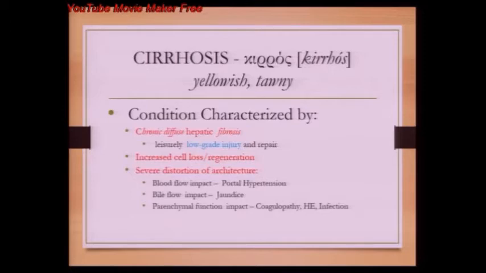But it requires a kind of leisurely, low-grade, ongoing injury with repair. The repair is simply not effective in restoring the architecture, as we'll see, and typically the processes that cause the injury are causing cell loss, especially hepatocytes, but all cell lineages, and the regeneration is inadequate or distorted. And that results in a very distorted architecture with impact on all those conduits that go through the liver. We talked about the 5 anastomoses yesterday.